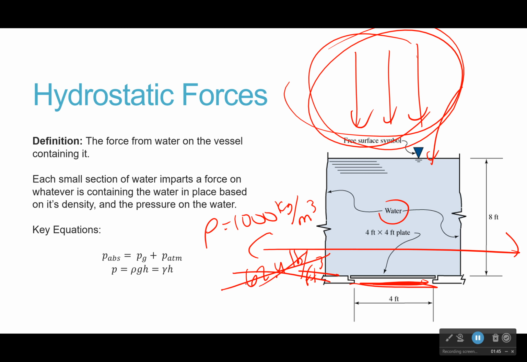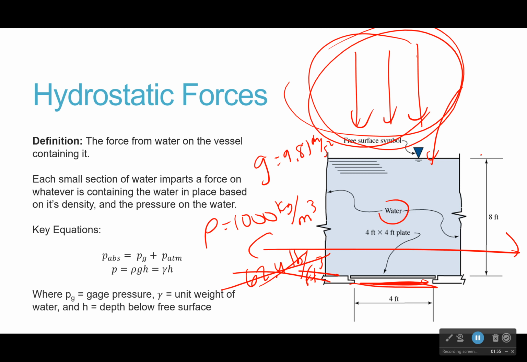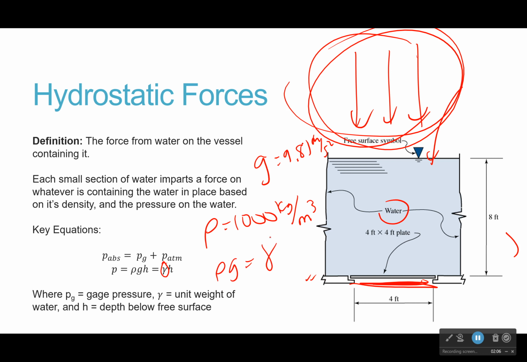Actually, just don't use this. English units are terrible. Gravity would be 9.81, that's meters per second squared. And then the height is however tall it is. In this case, it would be 8 feet. Okay? So all these things should be given to you. And this right here, that's the specific weight. And that's simply equal to density times gravity.